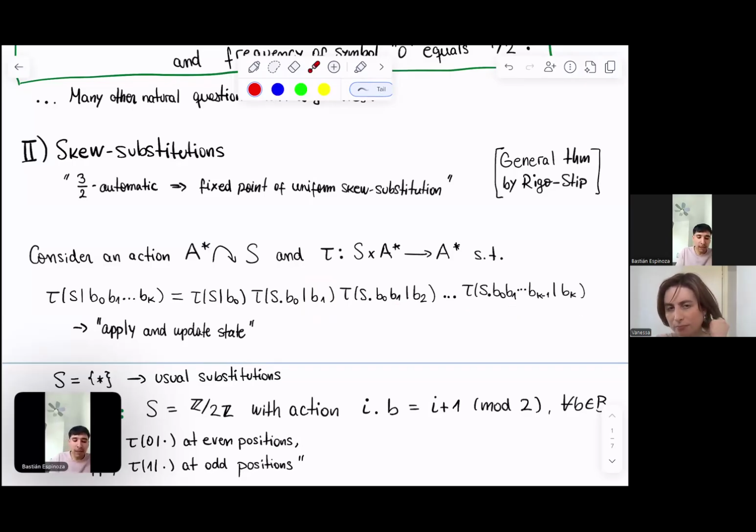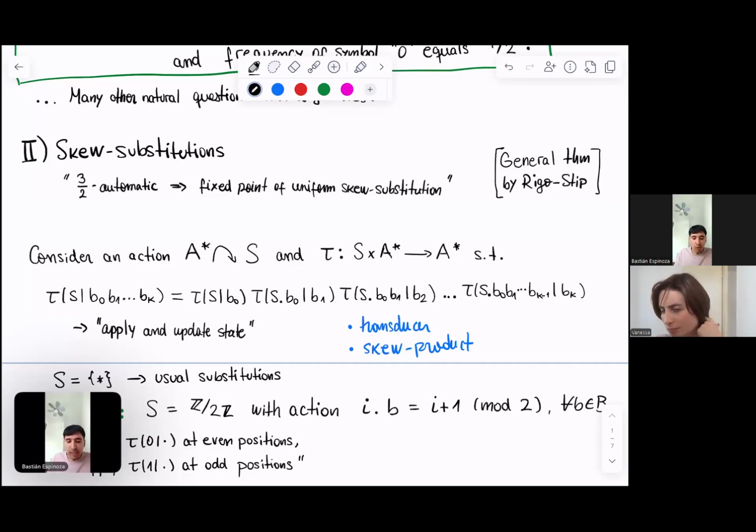So apply and update. There are different ways of describing the same kind of thing. I'm sure that some of you have already identified this as being essentially a transducer. And also from a more dynamical point of view, this can be seen as related to skew products. And that's why I'm calling them skew substitutions.